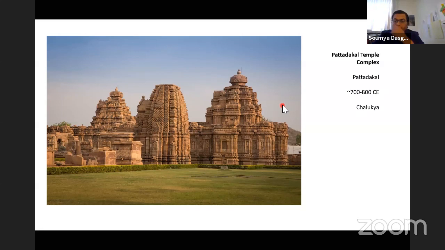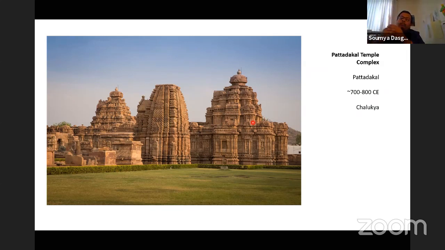Now, the Pattadakal temple complex is very interesting because, as you can see, we identify this one as a South Indian temple, this one as a South Indian temple as well. But the one in the middle is quite different, and it is a North Indian style temple in Pattadakal from the Chalukya dynasty. So, like I mentioned in the beginning, it is not only the case that temples which are in North India are North Indian.